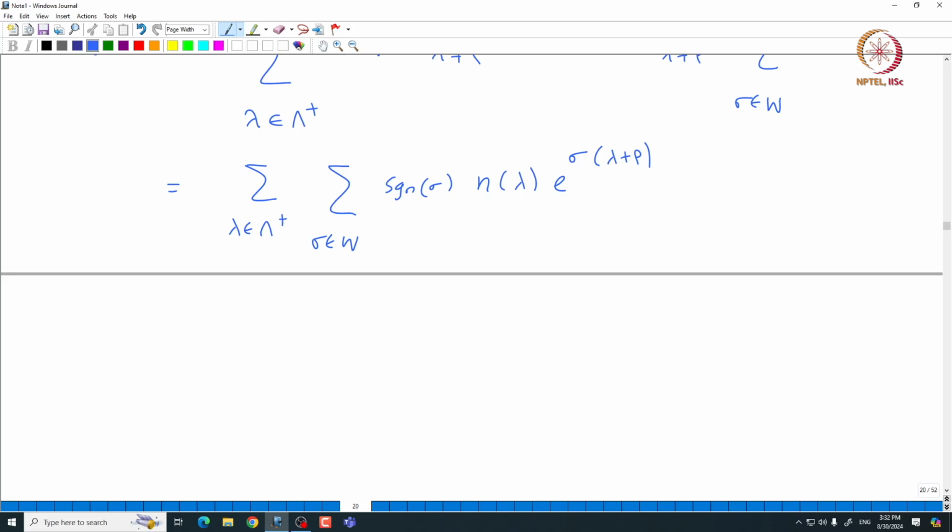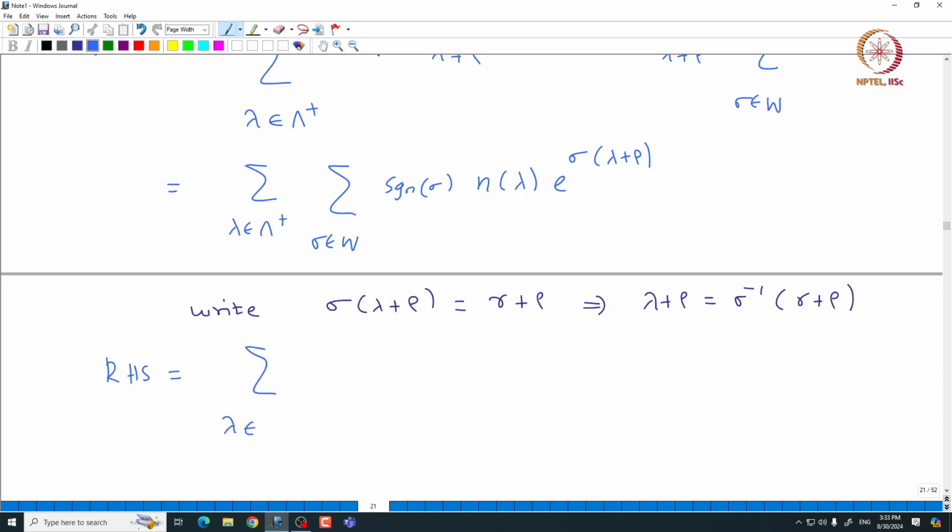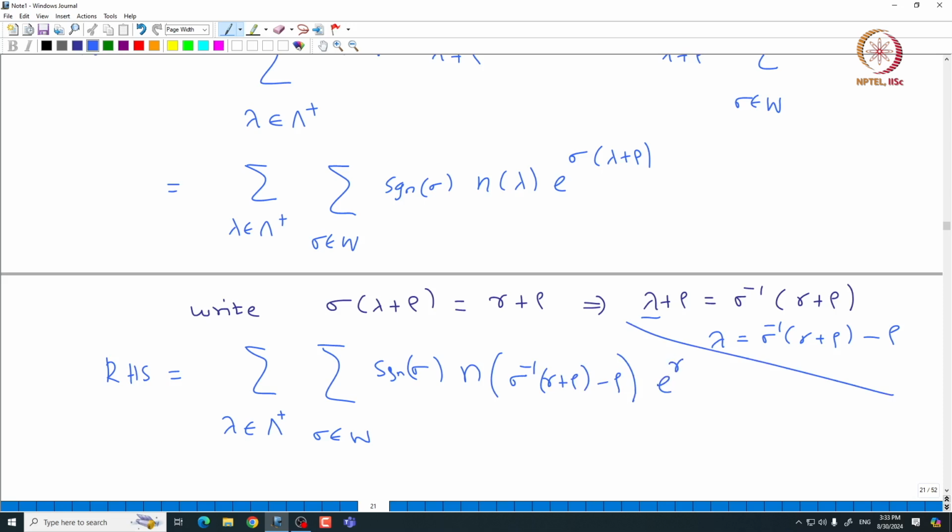So, now what we are going to do, we are going to change the variable. We use this change of variable. Write this sigma lambda plus rho as some gamma plus rho. Then it is clear that lambda plus rho is nothing but sigma inverse gamma plus rho. So, using this, if you rewrite, then the right hand side actually becomes summation lambda in Lambda plus, summation sigma in W sin of sigma. Again we have to replace lambda. So, lambda becomes sigma inverse gamma plus rho minus rho. So, we just use that n of sigma inverse gamma plus rho minus rho here, then times e power gamma plus rho we get.